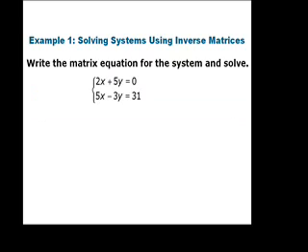So let's look at an example. Let's write the matrix equation for the system and solve. So we have 2x plus 5y equals 0 and 5x minus 3y equals 31.